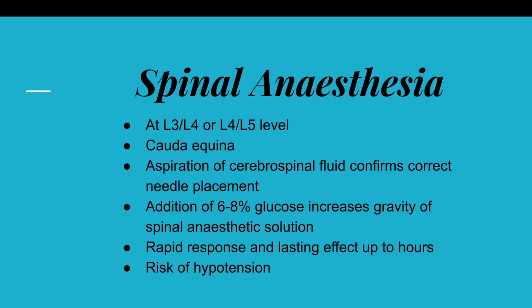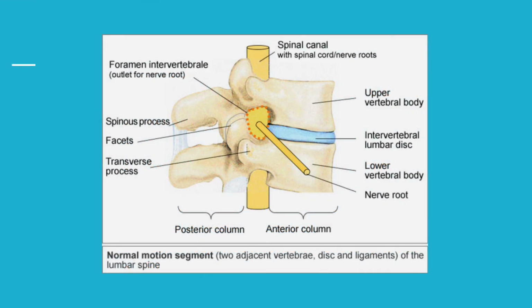However, one of the more common complications of spinal anesthesia is hypotension. This is due to a reduction in sympathetic tone, causing splanchnic vasodilation and venous pooling. These can be managed with intravenous fluid or inotropic support if refractory to fluid challenge.